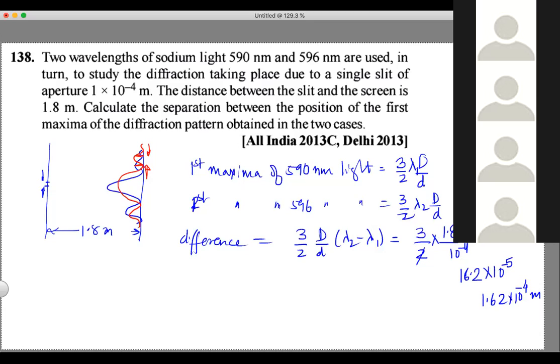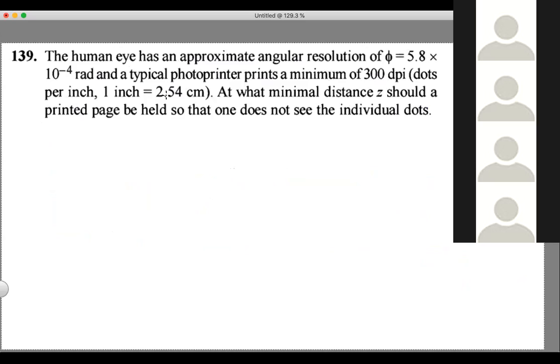Again, a direct use of formula almost, right? So easy questions come, but sometimes you just can't use the formula. The human eye has an approximate angular resolution of 5.8 into 10 raised to the power minus 4 radian, and a typical photo printer prints a minimum of 300 dpi, dots per inch. At what distance Z should the printed page be held so that one does not see the individual dots?